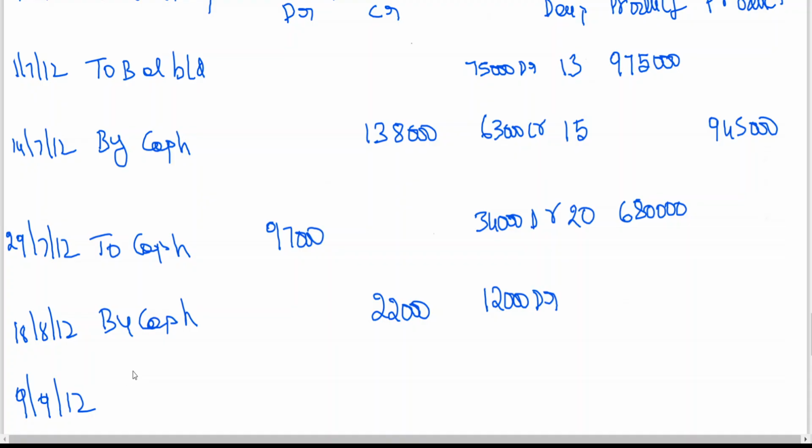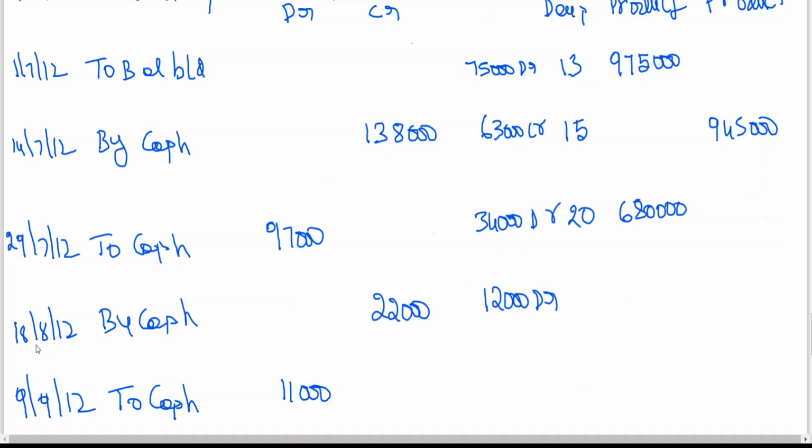Whenever there is a withdrawal, we should write to cash. How much has been withdrawn? 11,000. 11,000 has been withdrawn. Okay, then we need to calculate the number of days.